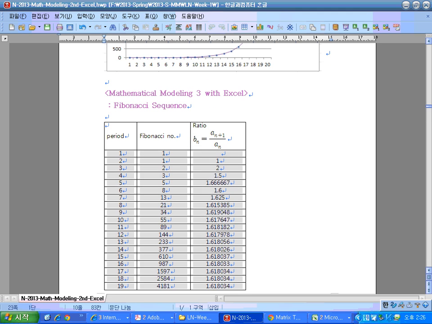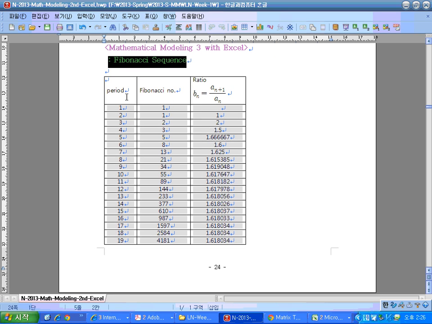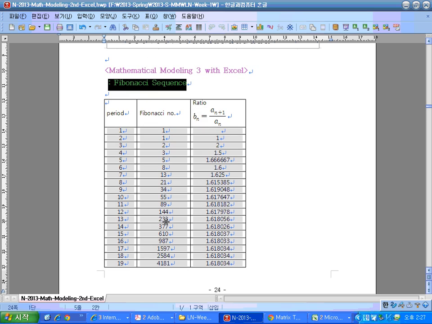Okay, next. Think about the Fibonacci sequence. As you see, this sequence is the Fibonacci sequence. Then think about the ratio between two consecutive terms. Then you will see this ratio converges to a certain number like this.